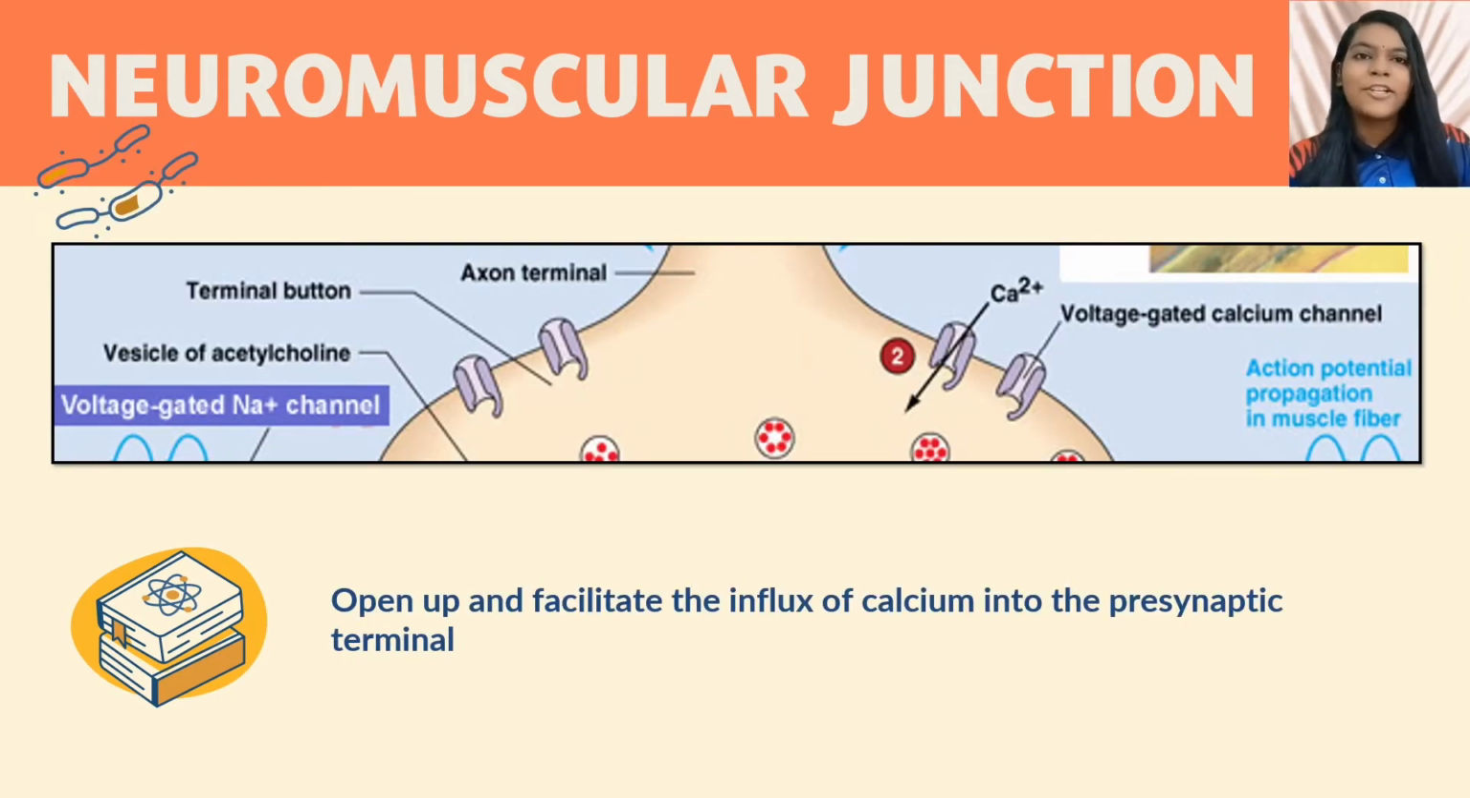Next, when action potentials reach the nerve terminal, they activate the voltage-gated calcium channels, which open up and facilitate the influx of calcium into the presynaptic terminal, which in turn commences the process of vesicular release into the synaptic cleft.